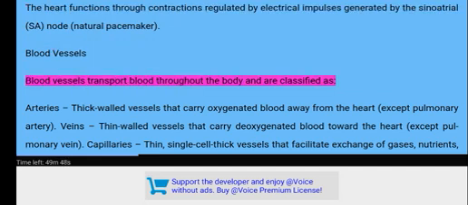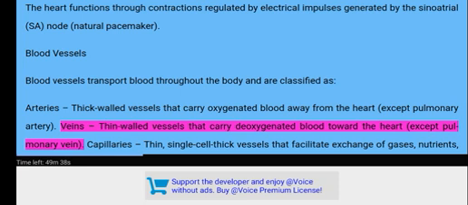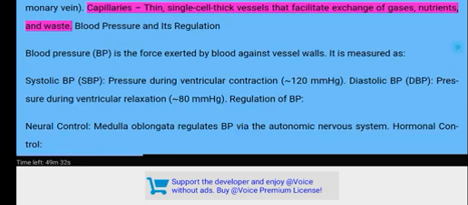Blood vessels. Blood vessels transport blood throughout the body and are classified as arteries, thick-walled vessels that carry oxygenated blood away from the heart except the pulmonary artery. Veins, thin-walled vessels that carry deoxygenated blood toward the heart except the pulmonary vein. Capillaries, thin, single-cell thick vessels that facilitate exchange of gases, nutrients, and waste.